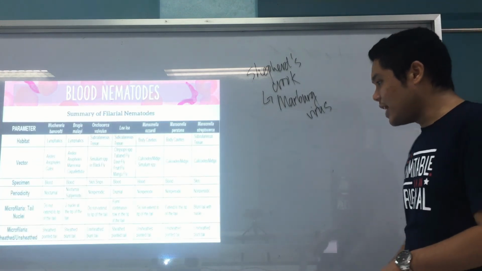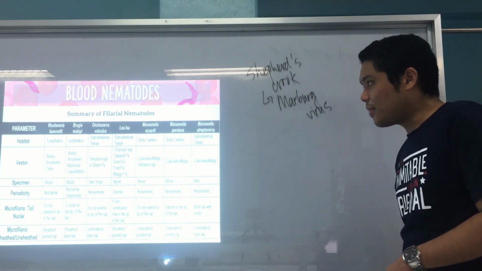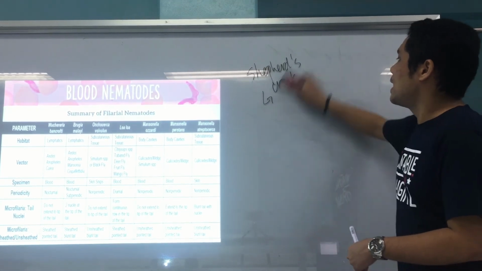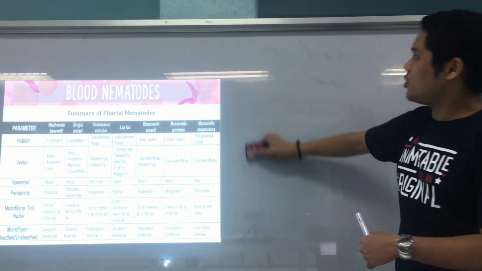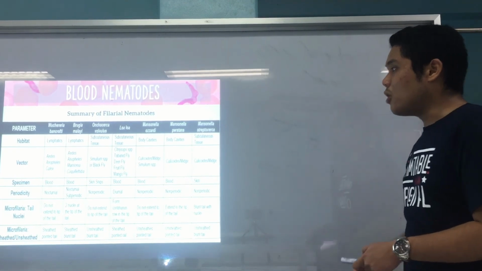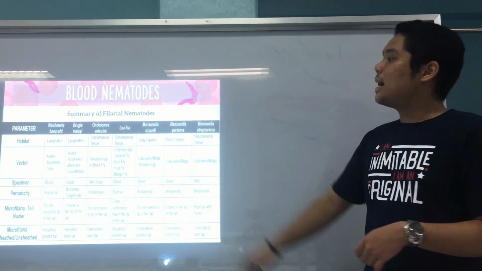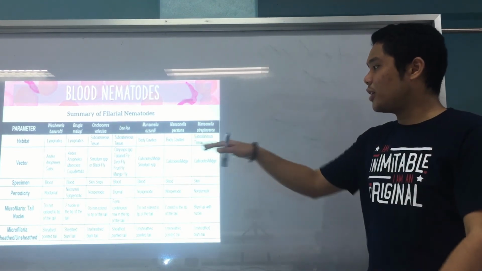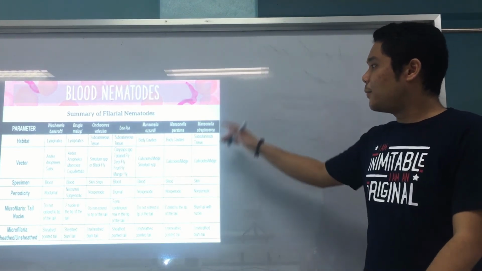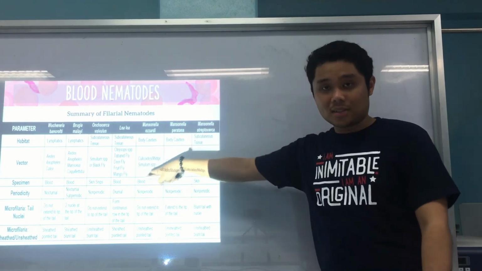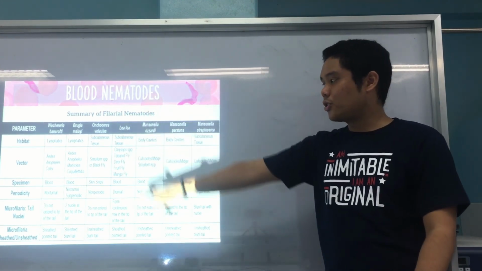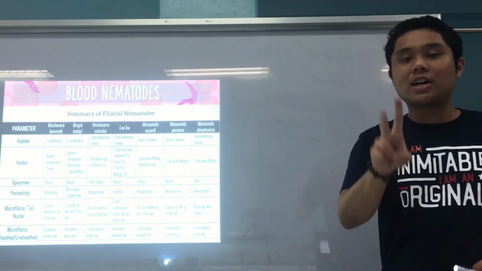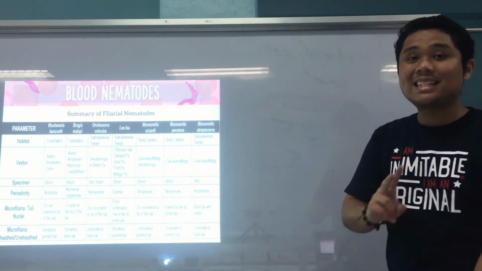Now we go into the summary. So as you can see, let's look at the habitat. For the rest, it's mostly lymphatics. For subcutaneous, which ones are subcutaneous? You have Onchocerca, Loa, and also Mansonella streptocerca. For ozzardi and perstans, it's usually body cavities. Okay. For vector, as you can see, it's different. Again, Mansonella ozzardi can use Simulium spp, similar to Onchocerca volvulus. For specimen, most of the time it's blood, but for Onchocerca and Mansonella streptocerca, it's skin snips.